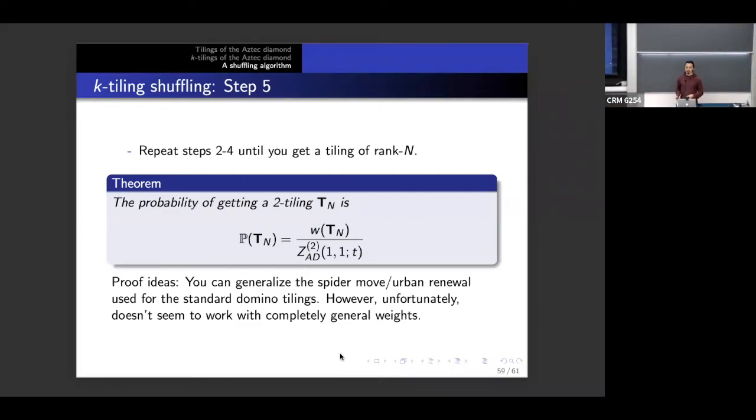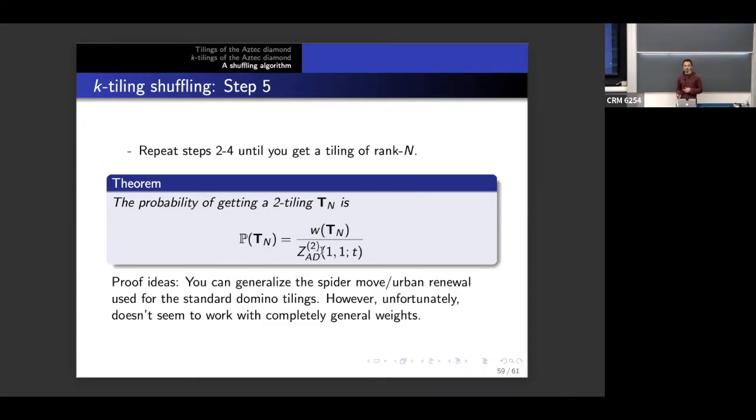And it's a theorem that the probability that you get a specific 2-tiling of rank n is just its weight over the partition function of the model. So in this case, I set all the x's and y's to 1, but you could also include them and it still works. So I don't think I really have time to discuss the proof because I'm basically out of time. But one way to prove it is to generalize the spider move or the urban renewal move that you can use to prove the normal domino shuffling, for people familiar with domino shuffling. But it's more complicated and it ends up not working as nicely.